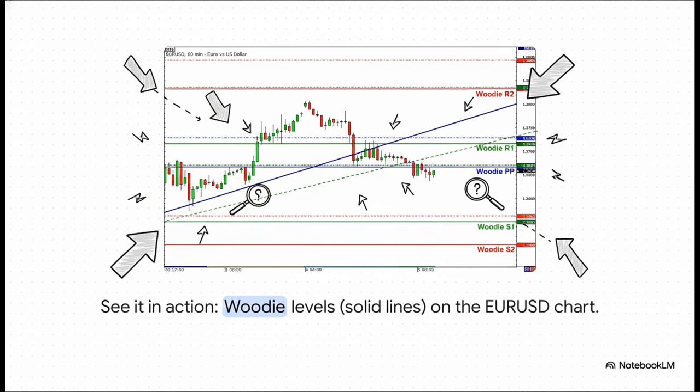And here, you can see it playing out on a chart. The solid lines are the Woody levels. Notice how the price comes down and finds support right around that central Woody PP line before it continues its fall. For traders using this method, these specific levels become absolute key areas to watch for potential reversals or continuations.